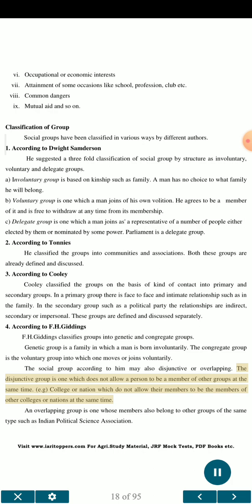The disjunctive group is one which does not allow a person to be a member of other groups at the same time, e.g., college or nation which do not allow their members to be the members of other colleges or nations at the same time. An overlapping group is one whose members also belong to other groups of the same type such as Indian Political Science Association.